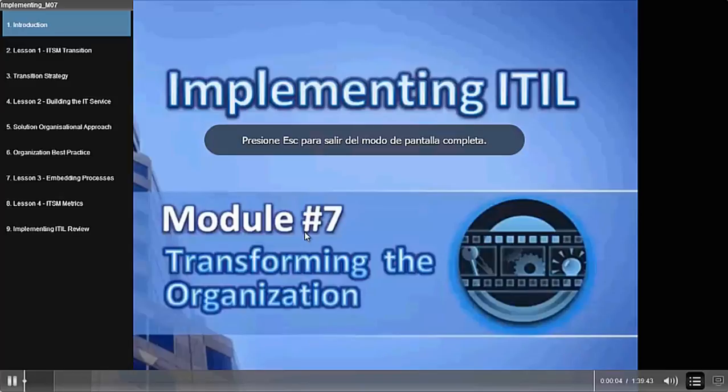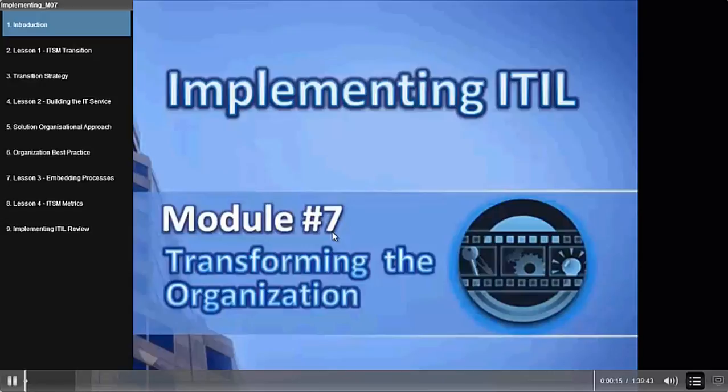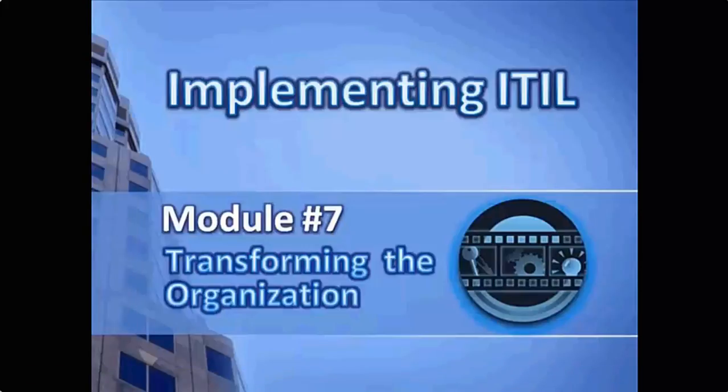Implementing ITIL, Module number 7, Transforming the Organization. In this module, we will focus on practices and techniques for moving your designed ITIL solutions into a production state. We will discuss ITSM transition concepts, walk through a step-by-step process for building the IT service management organization, learn some approaches for how to embed processes into the organization, and lastly, we'll cover some basics around IT service management metrics.